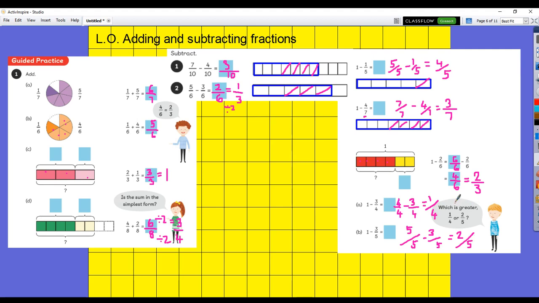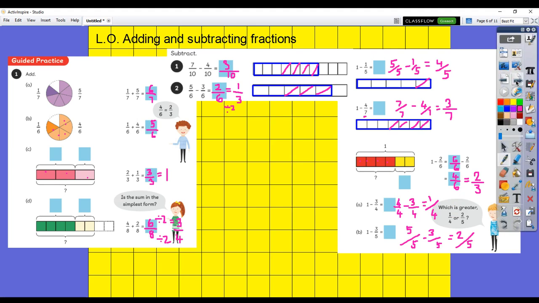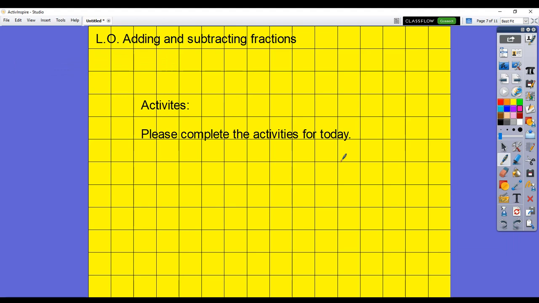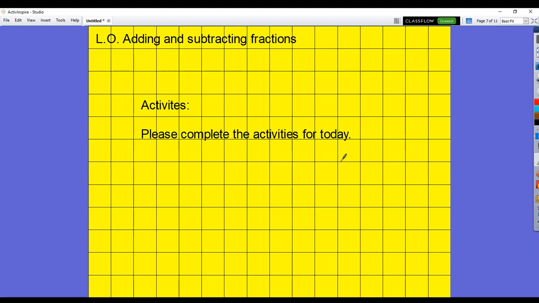Okay? What I would like you to do is, using your fraction rule from last week, I want you to tell me which is greater, 1/4 or 2/5. That is your challenge, okay? Right, I want you to get on with the activities today. Let's focus on adding and subtracting fractions, and please make sure you put your answer in the simplest form. See if it can be divided any smaller. Okay, good luck.